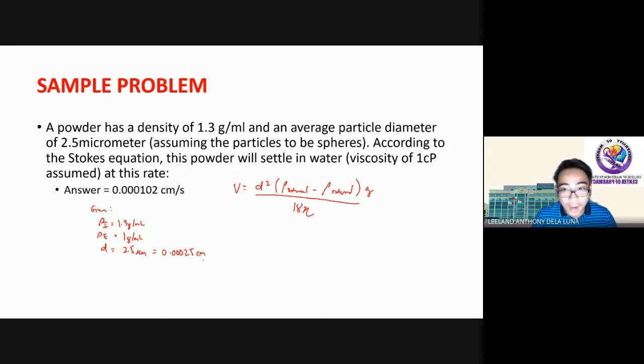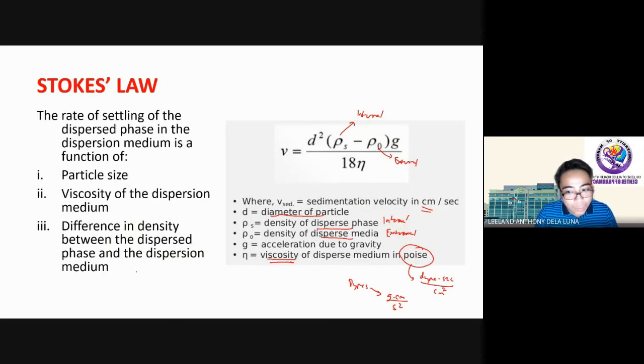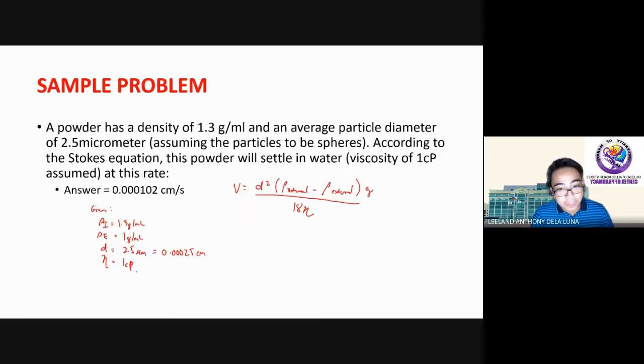Now, what else do I have here? Ah, ang kanyang viscosity. Ang kanyang viscosity, class, is 1 centipoise. Right? At tandaan natin, class, hanggat maaari, we want to keep the unit of the viscosity be at poise. Okay? Poise lang. Kasi, class, 1 centipoise is equivalent to 0.01 poise. Okay? So, let's keep it at that. Right? So, I think pwede na tayong mag-substitute.